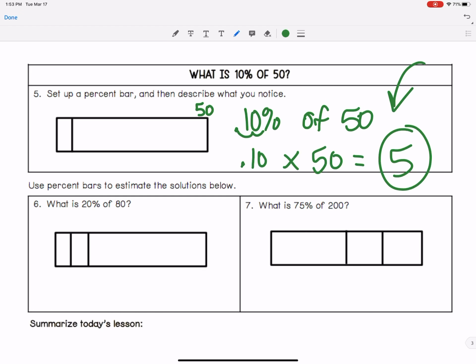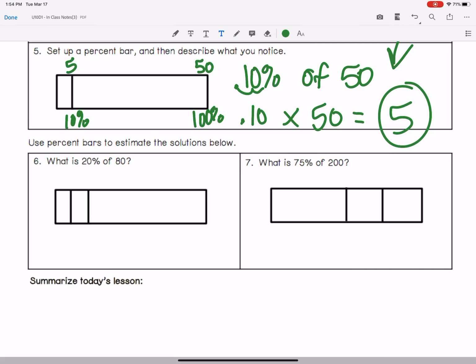If we had 50, that's the same thing as 100%. And if we wanted to know what 10% of 50 is, your answer would be 5. So here's what your percent bar would look like. Here's what I notice. I notice that 10% is 1/10 of 100. And I also notice that you can move the decimal in both numbers to find 10%. That's kind of cool. Okay, and then the very last question, use percent bars to estimate the solutions below.